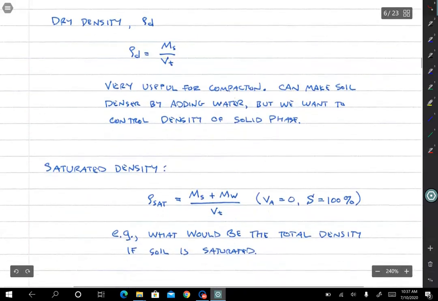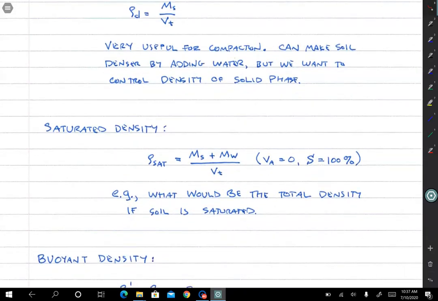Okay, then there's also the saturated density. The saturated density is kind of like you're asking the question, what would be the total density if the soil were to be fully saturated? So if you took all of the air and replaced it with water, what would be the total density? And I have this equation here.